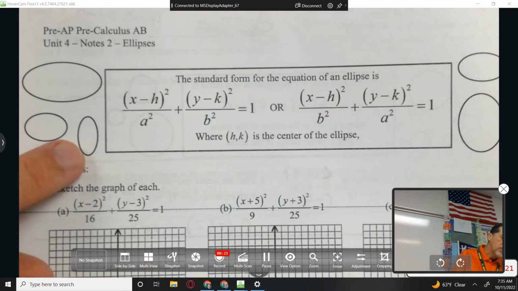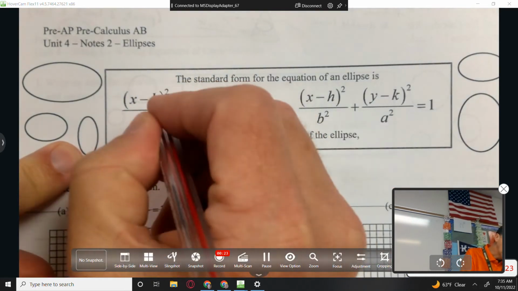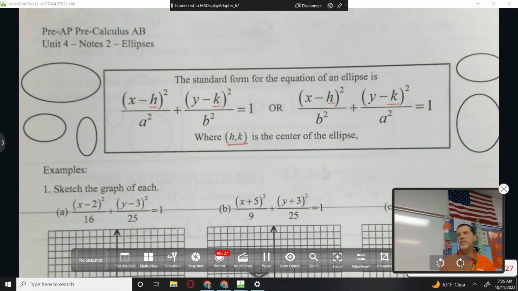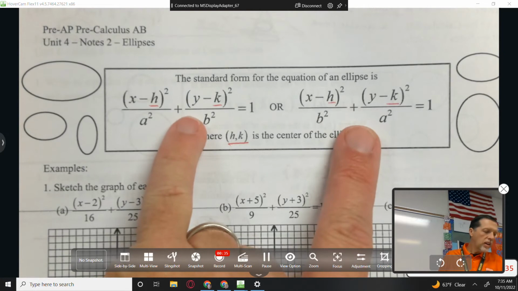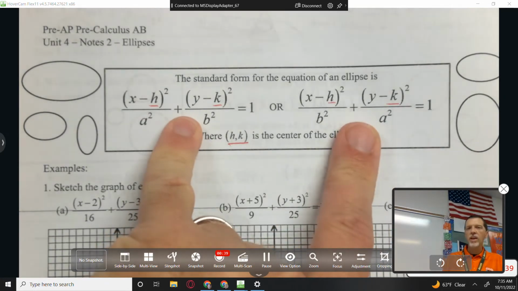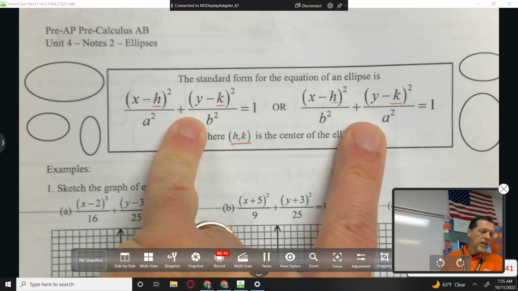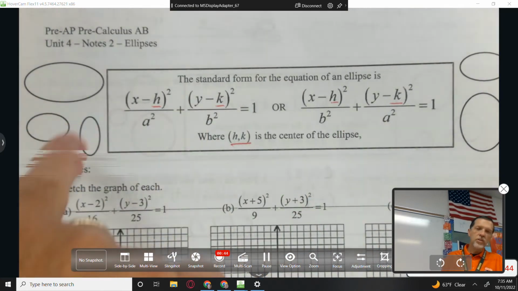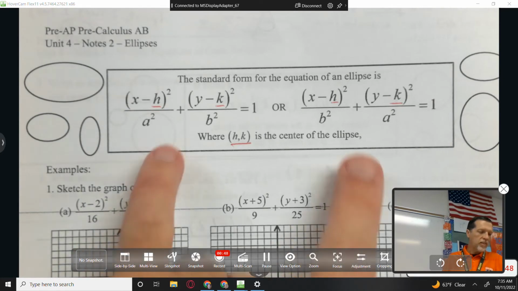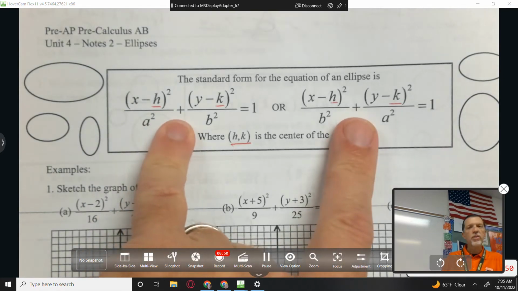H and k is the center of the ellipse. That works the same as the circle does. So that is kind of standard. We're good with that. Another similarity to the circle is the plus sign. That'll be different when we get to hyperbolas, but for an ellipse it's a plus sign. And to me that makes sense. A circle and an ellipse are pretty close in terms of just the shape, what they look like. So it makes sense that their equations should be pretty similar.